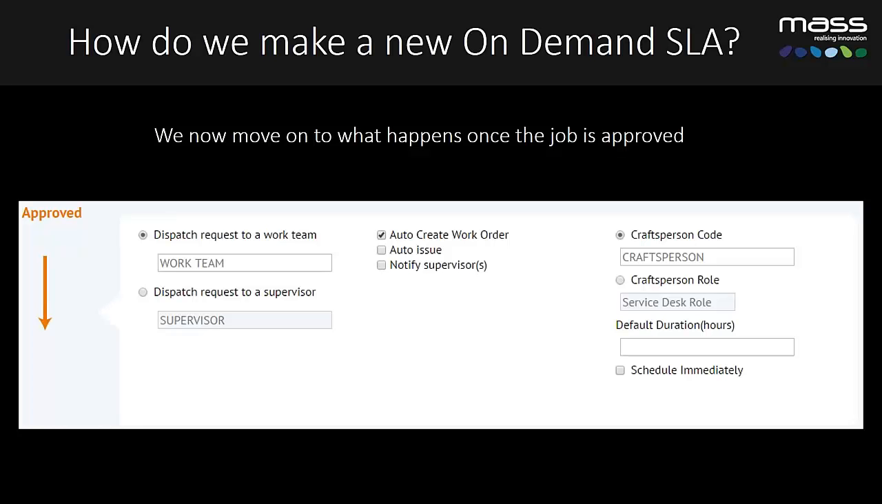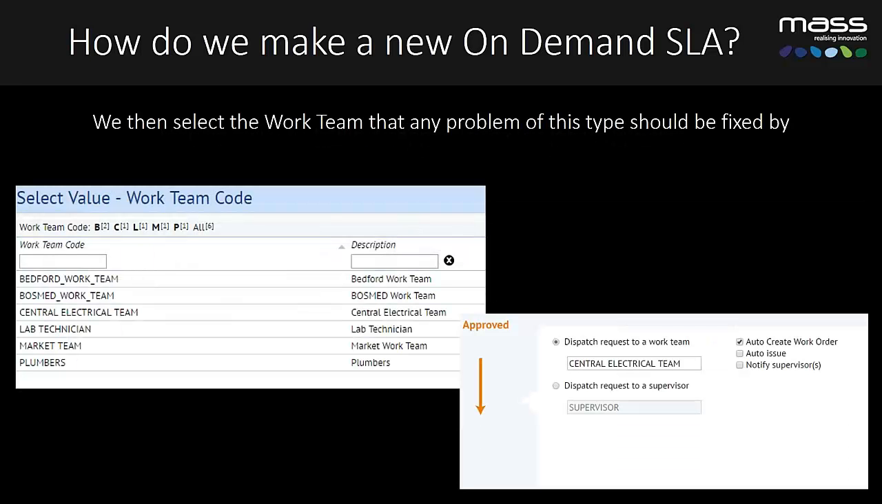We then select the work team that any problem of this type should be fixed by. In this example, I am going to use the central electrical team by selecting them from the Archibus demonstration database work team code. I am also going to auto-create the work order.